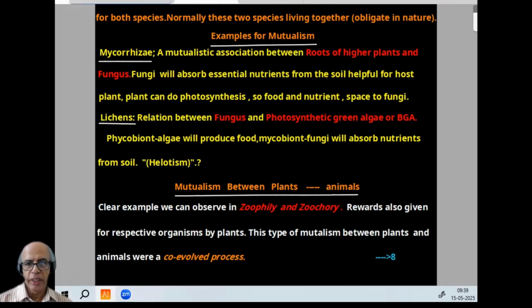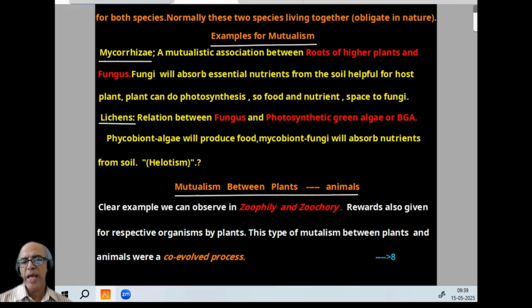Next is lichens, a relation between fungus and photosynthetic green algae, otherwise blue-green algae or BGA. The phycobiont algae will produce food. The mycobiont fungus will absorb nutrients from the soil. Originally, in detailed study, that relation is called helotism, but that word is not directly given in NCERT. So for lichen, in a normal way, we can say it is mutualism or even symbiosis. But remember, there is a phenomenon called helotism. Just keep it in mind. From the exam point of view, better to take what NCERT says. It comes under mutualism or symbiosis.